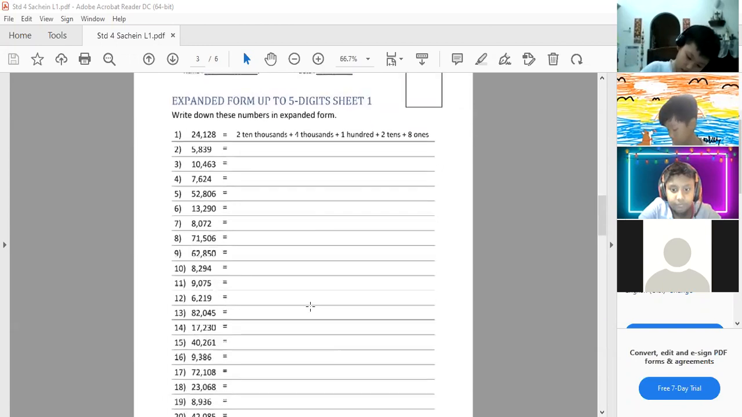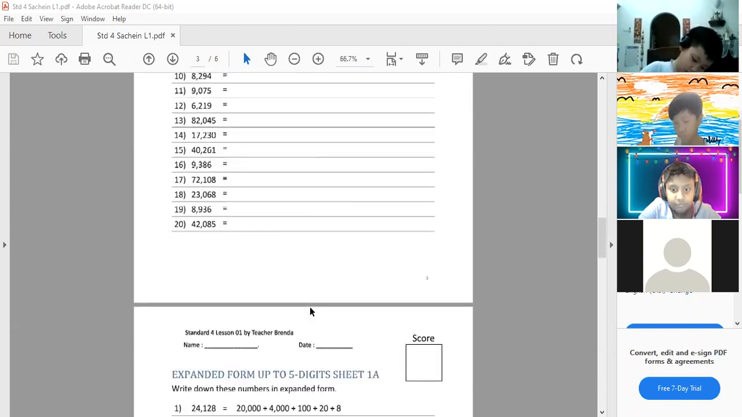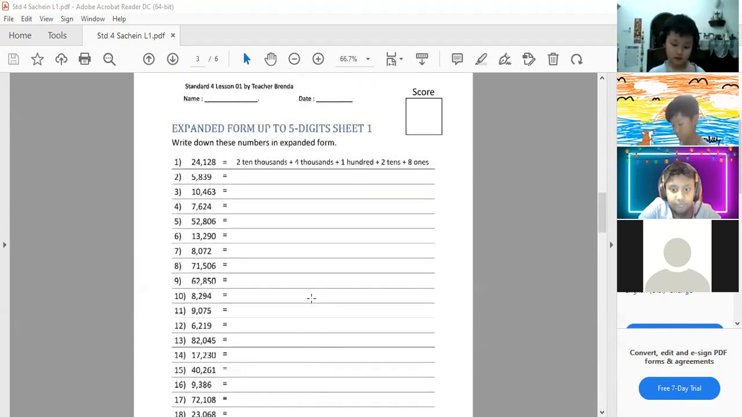Now, if you look at your page, page 3, you are breaking it up according to what we will call place values. Place values means the houses are written in words. So 24,128 means 2 is in the 10,000s house, plus 4 is in the thousands house, plus 1 is in the hundreds house, 2 is in the tens house, and 8 is in the ones house.